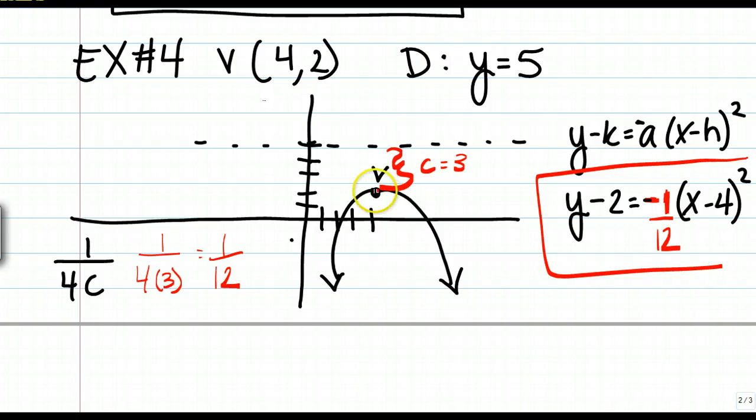Just for practice, if we had to find the focus, we would count up 1, 2, here would be 3, and this would be your focus point, because remember, these are the same distance. And if you wanted to label your focus point, it would be 4, negative 1. Just for practice.